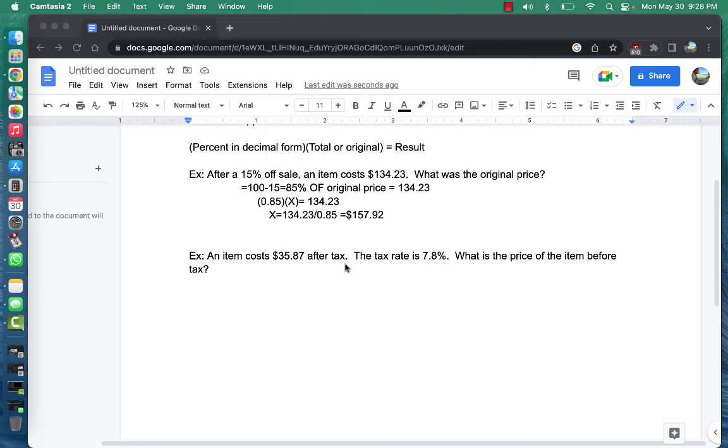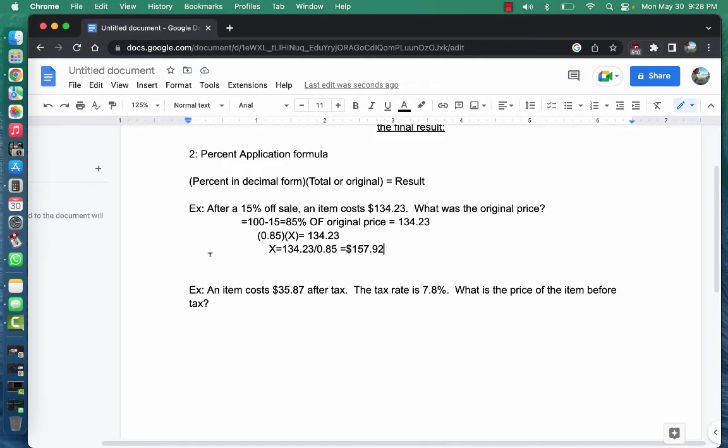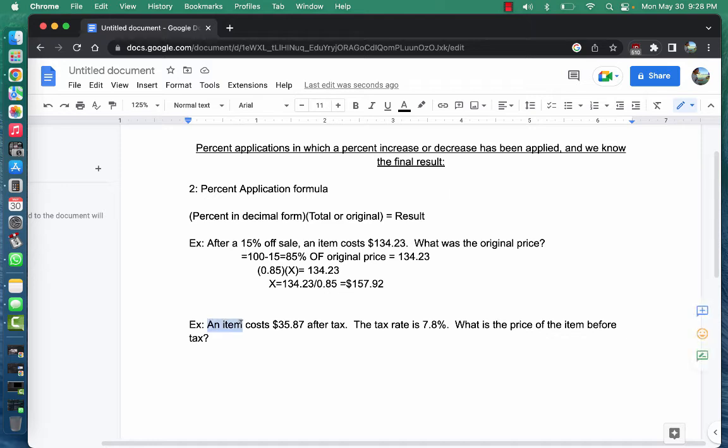Okay, so the next one's similar, but it's going to be a tax rate problem. So we'll see how that changes our approach. This one says an item costs $35.87 after tax. The tax rate is 7.8%. What is the price of the item before tax? So we know the price after tax, which is the final result after a percent tax has been applied. So that's going to be the value on the right.